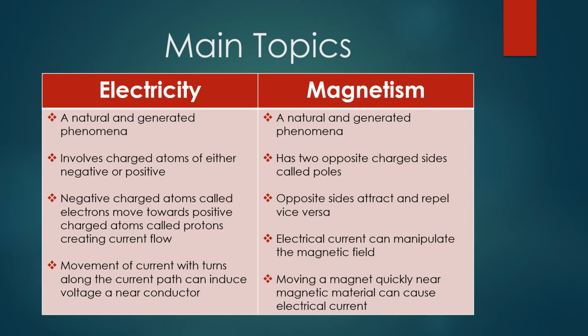Magnetism is a natural and generated phenomenon, as in electricity. It has two opposite charged sides called poles. Those poles are labeled north and south, or positive or negative. Opposite sides attract and like sides repel. Electrical current can be manipulated, which will change the magnetic field. Moving a magnet quickly near a magnetic material can cause electrical current flow.